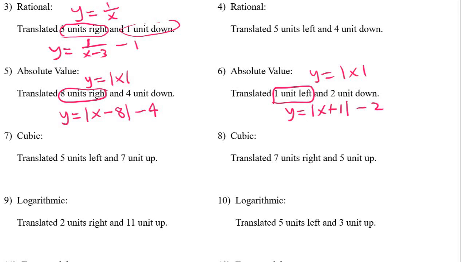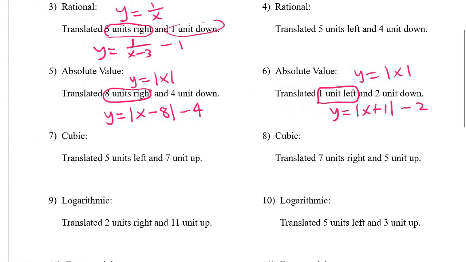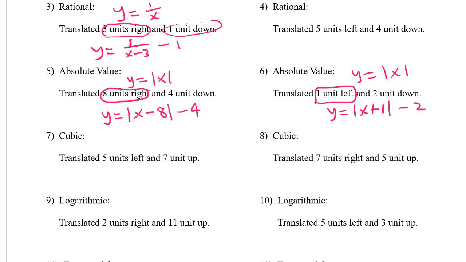Let's do cubic. All right, let's do cubic number 7. The parent cubic function is y equals x cubed. So if I'm going to go 5 units to the left, it is going to be adding 5 to it. So it will be y equals, replace the x with x plus 5, cubed, and then plus 7. That's the 7 up, not the drink, but the 7 up here.